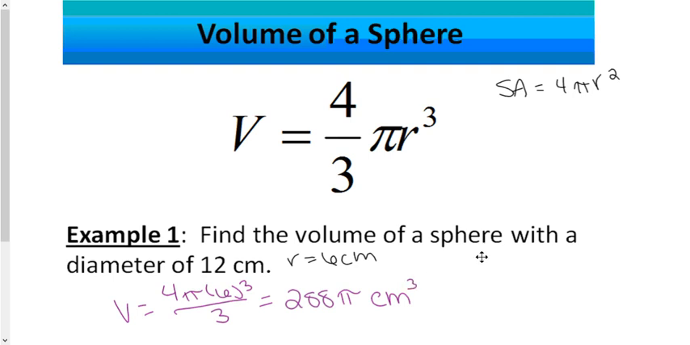So pretty easy, right? You take 4 times pi times the radius cubed and then divide by 3. If you have a calculator that won't do it all, do 6 times 6 times 6, or just 6 to the third power, times 4, divide by 3, put a pi at the end. Same answer.